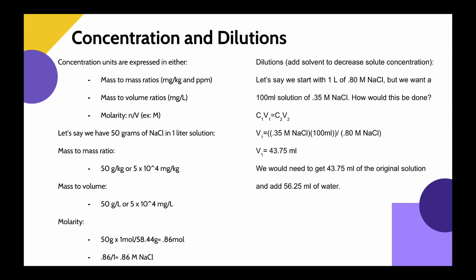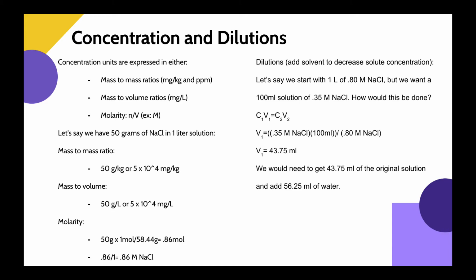So let's say we have 50 grams of sodium chloride in a 1 liter solution, and we want to express it in the three different forms. Starting with mass to mass ratios, we can show this as 50 grams over a kilogram, so it would be 50 grams of the solute per kilogram of solution, or 5 times 10 to the fourth milligrams per kilogram, converting the 50 grams to milligrams. Next, we could express it as mass to volume, and we would write this down as 50 grams per liter, or 5 times 10 to the fourth milligrams per liter, also converting grams to milligrams.